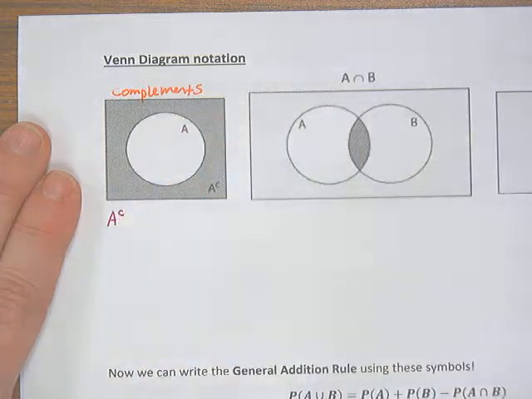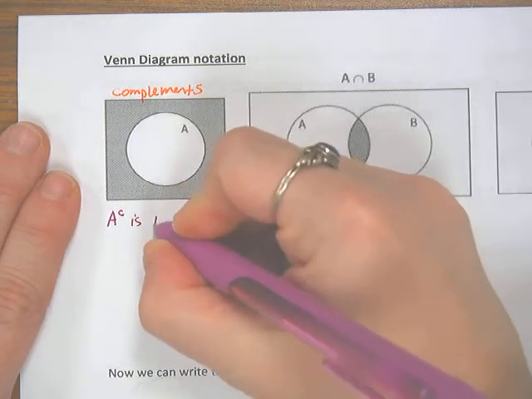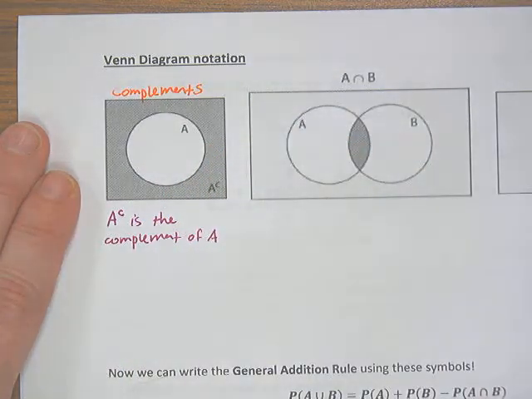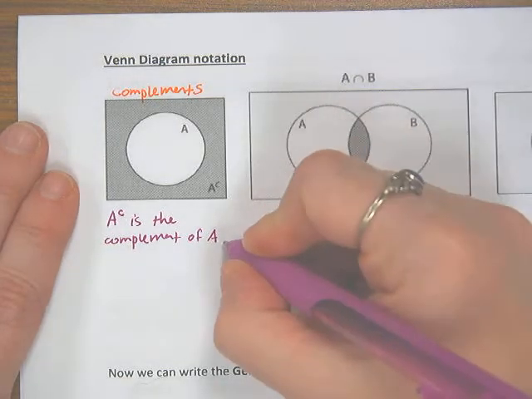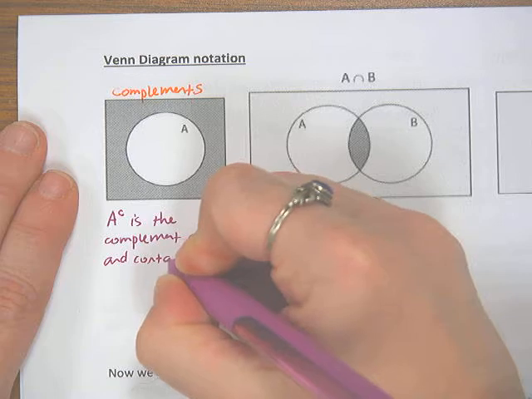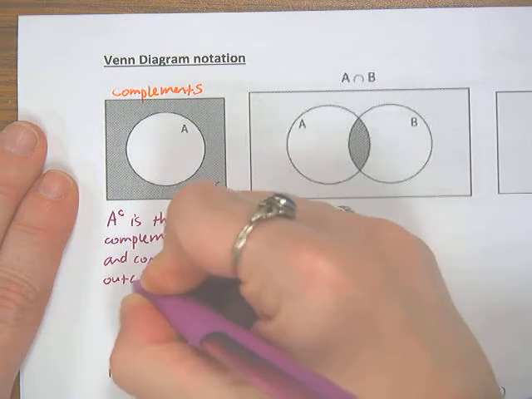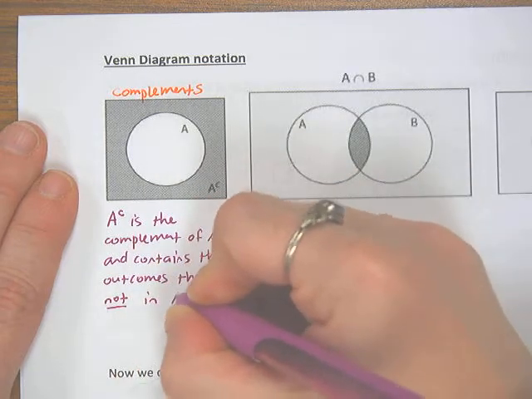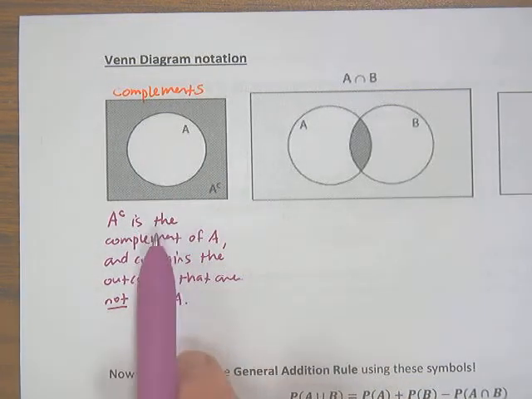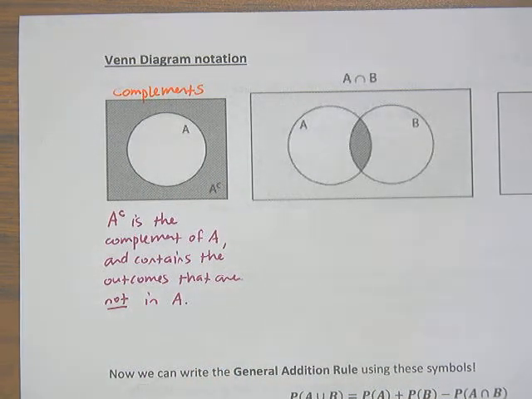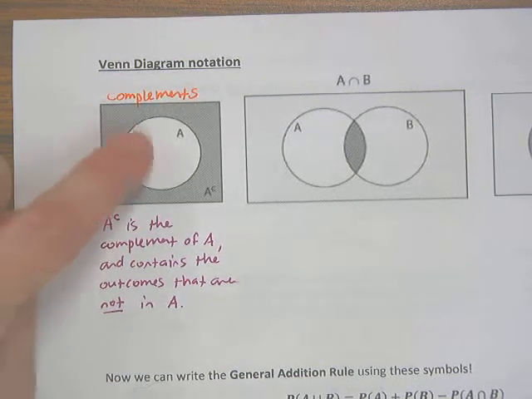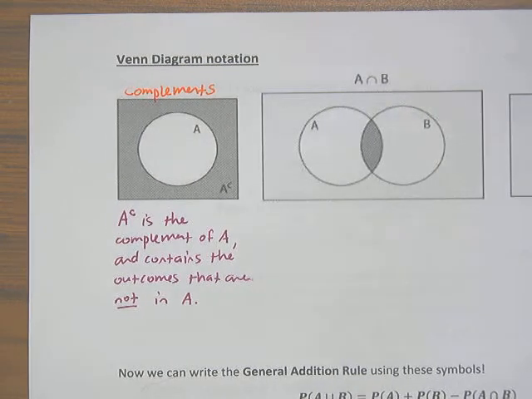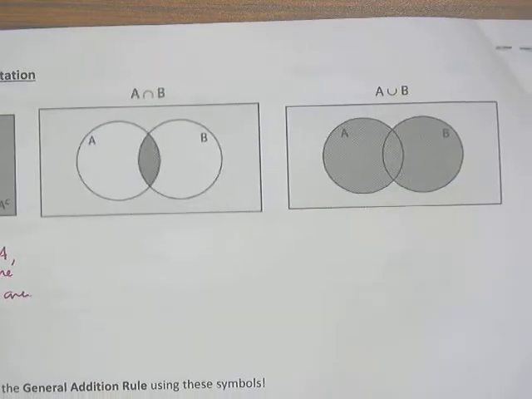So I want you to just write that A^C is the complement of A and contains the outcomes that are not in A. And you won't really see a Venn diagram with just one single circle on a test or a quiz, so I'm not going to spend a whole lot of time on that one, but just know that the shaded region represents things that are outside of event A. It's pretty obvious. Now the next two are the important ones.